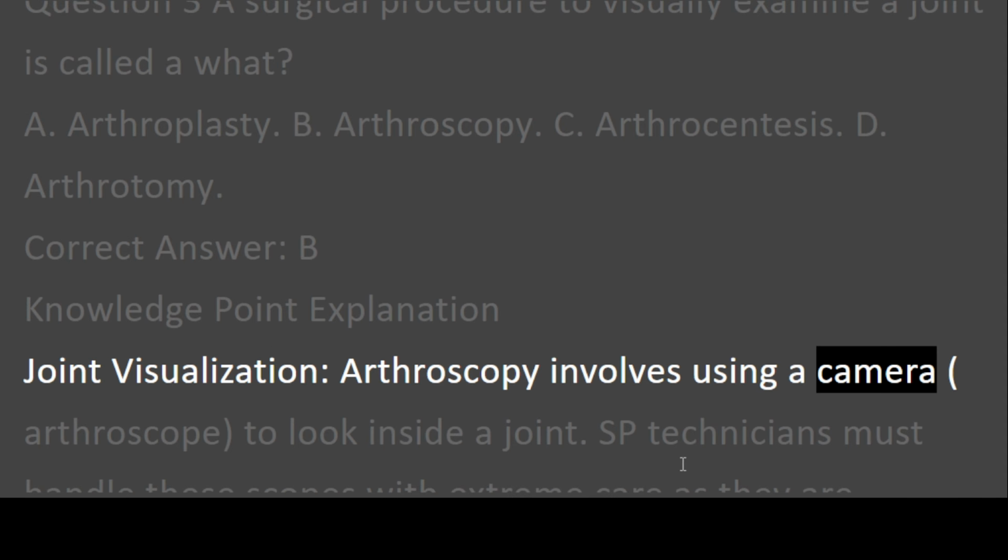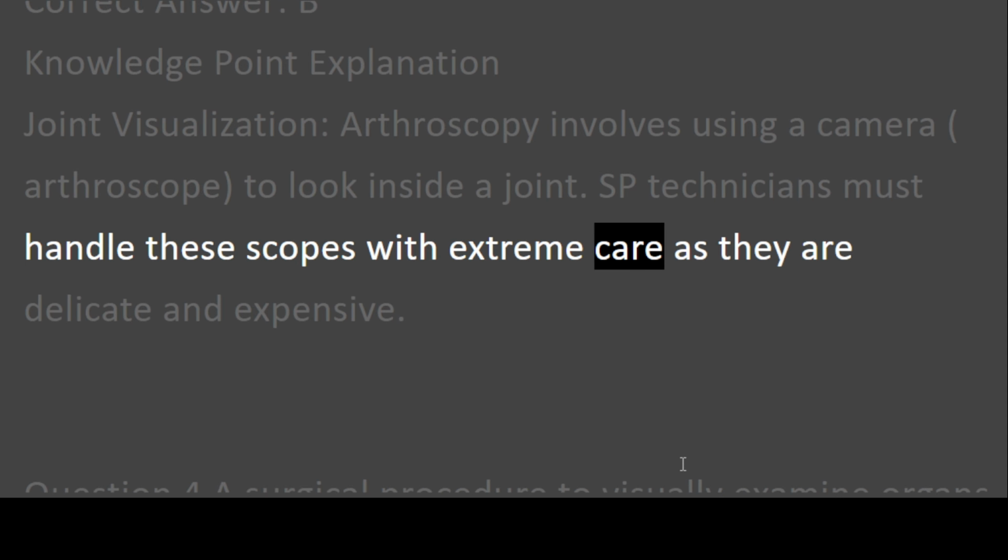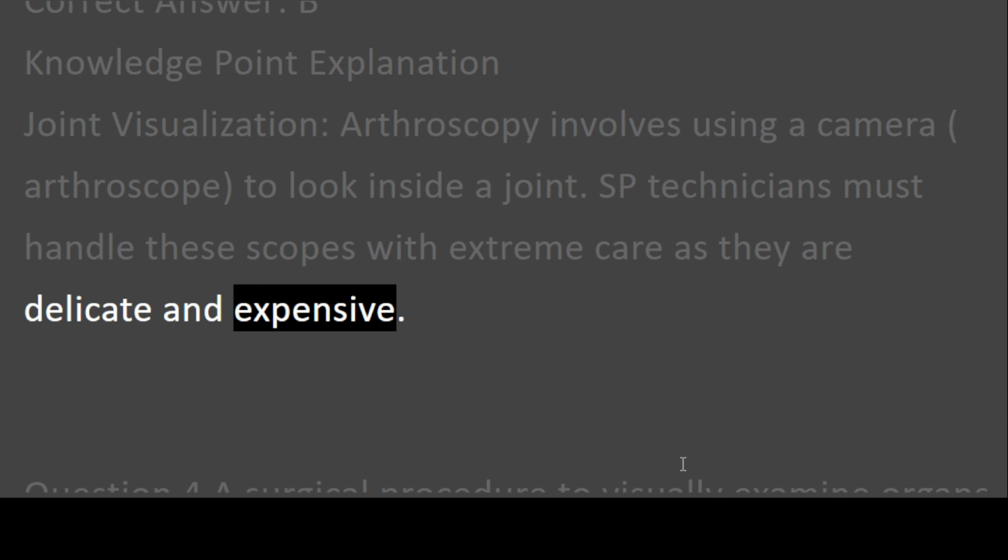Arthroscopy involves using a camera, an arthroscope, to look inside a joint. SP technicians must handle these scopes with extreme care as they are delicate and expensive.